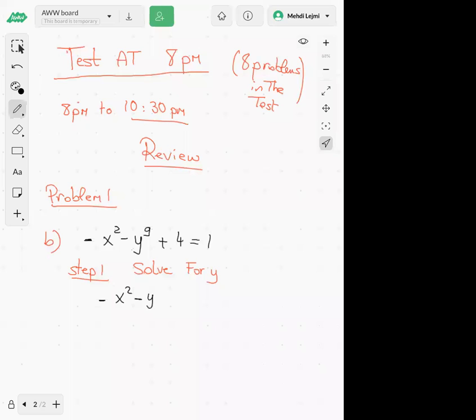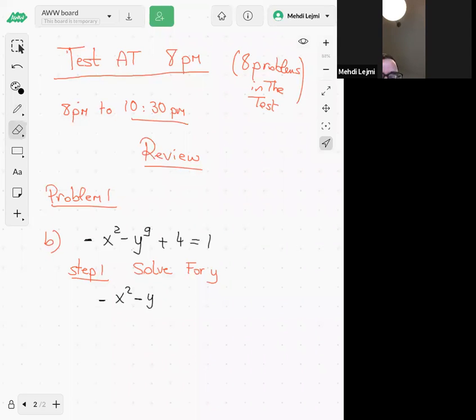A G on top of the Y? No, that's a 9. Sorry, my bad, that's not a G. That's my 9, it's power 9 in the problem. No, Elizabeth, you don't have to turn in the review sheet. So yeah, y to the power 9 plus 4 equal to 1.